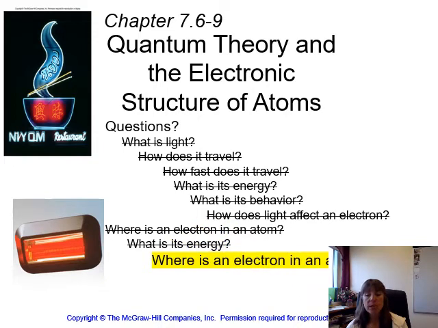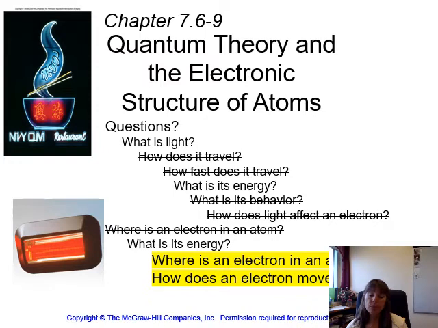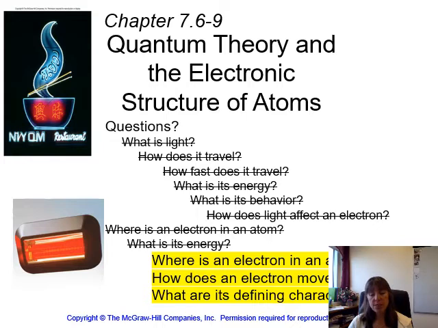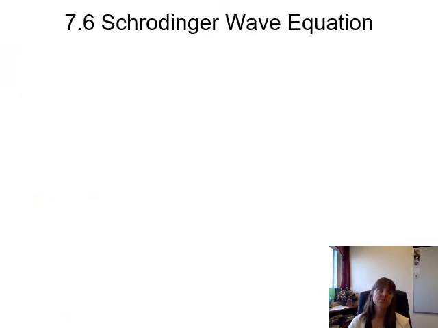What we're going to be looking at now is where is an electron in an atom, again, because we talked about that already, but from one angle of one theory, and how does an electron move? Now we talked about how it moved. It was like a wave in there, but now we're going to look at Schrodinger's equation and a little bit of the uncertainty principle again, but mostly just the Schrodinger equation of how does an electron move and what are its defining characteristics. And I'm talking about the electron. What are the electron's defining characteristics?